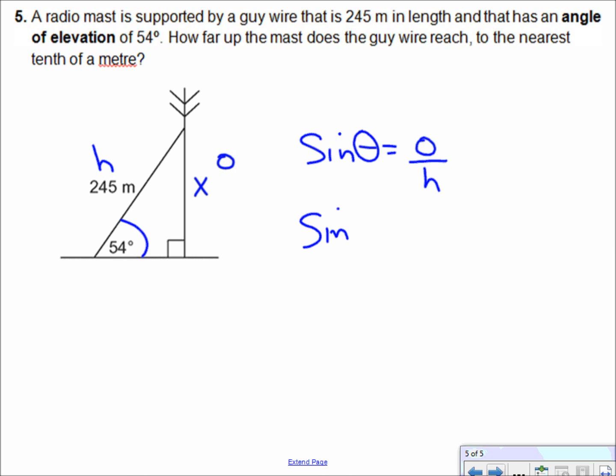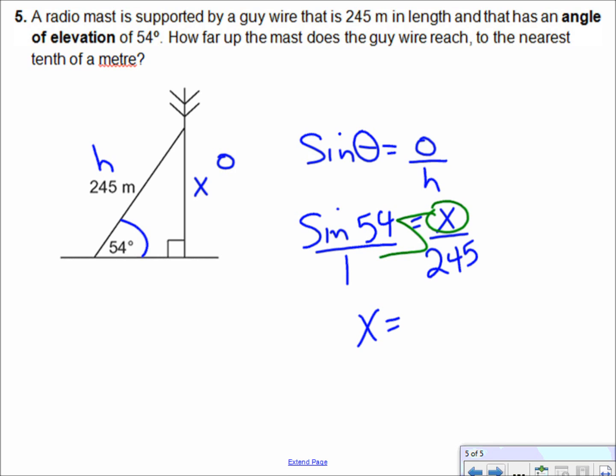Sine theta in this case is 54 degrees. My opposite is x, I don't know, and my hypotenuse is 245. Again, I'm going to drop a 1 in the denominator of my sine 54 so that I can do Zorro. So I start on my x, draw my z, my first two numbers multiply, then divide by the third. Now everyone look up for a second. If you go sine 54 times 245 in your calculator, you will get the wrong answer.